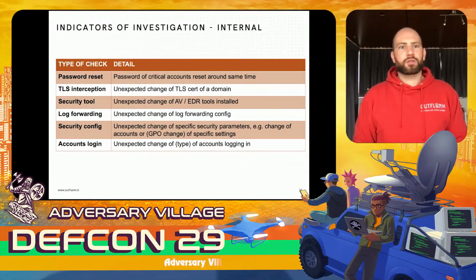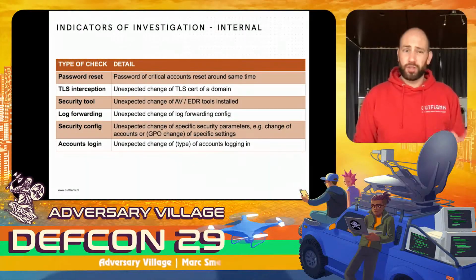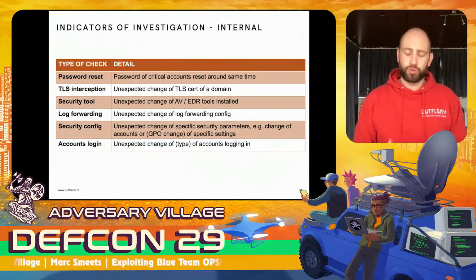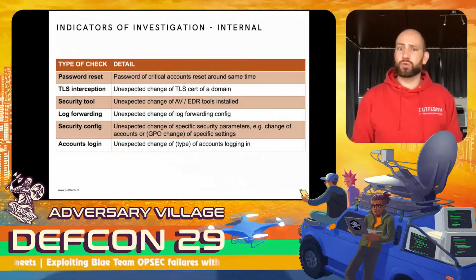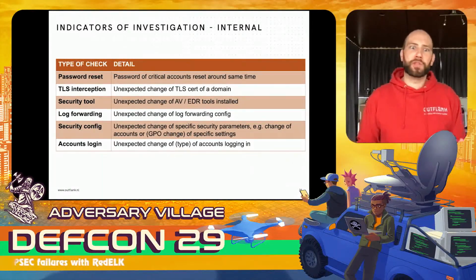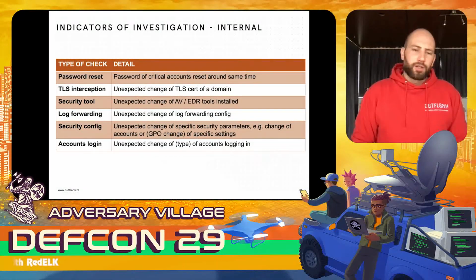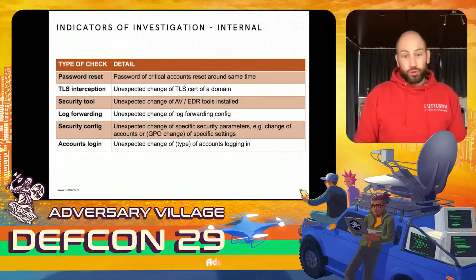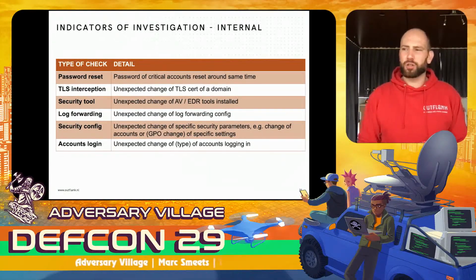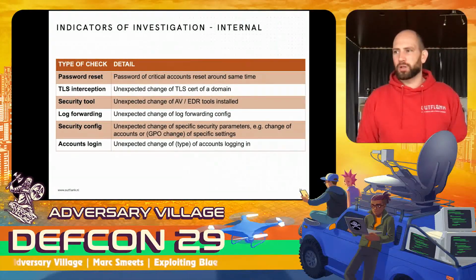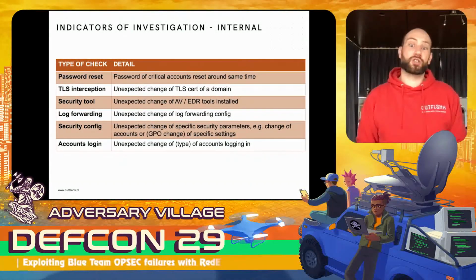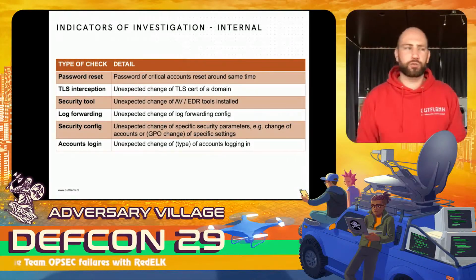Looking at the internal side, we can check for password resets and TLS interception. Another one that we have already included is the security tool checks. So an unexpected change, like an EDR tool being installed, is a clear indicator that all of a sudden they have done something for more investigation. We are working on checks for log forwarding, security config, as well as account logins, where for log forwarding we check if there is a change. All of a sudden WEF is being enabled or WinLogBeat is being enabled, things like that. It's a clear indicator that something has changed that you need to be aware of, and most likely is related to blue team activity.